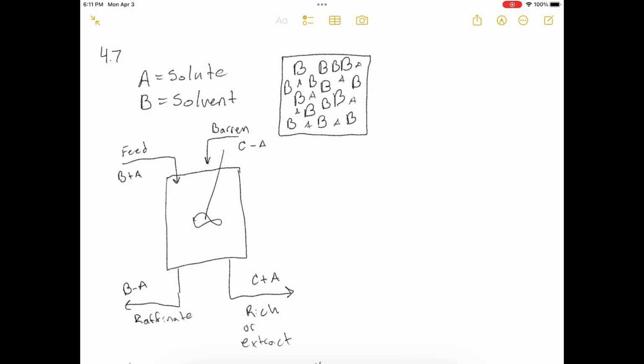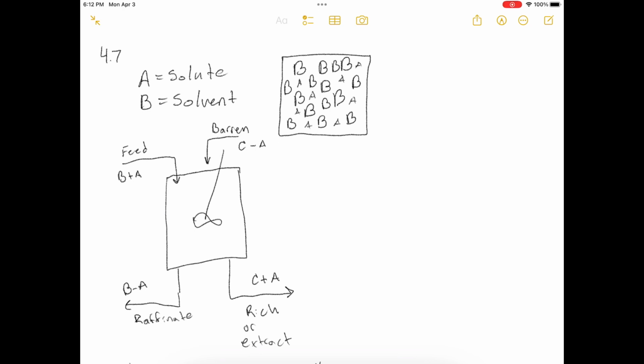Today, we're working out of Elementary Principles of Chemical Processes, 3rd edition, and we're doing problem number 4.7. Liquid extraction is an operation used to separate the components of a liquid mixture of two or more species. In the simplest case, the mixture contains two components, a solute and a liquid solvent.